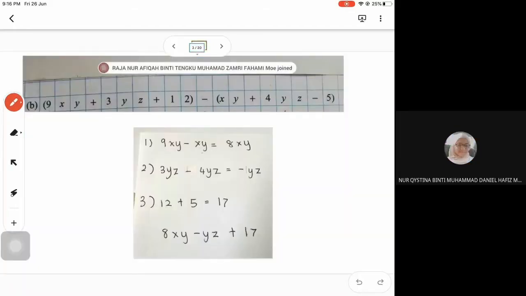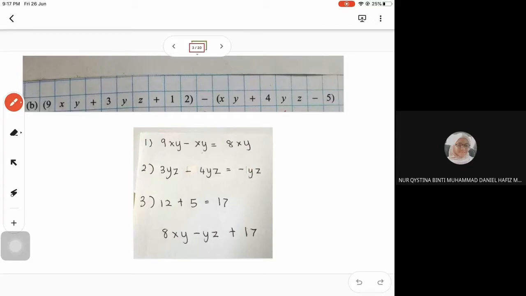Next question is by Christina. So, I find the like terms first. So, the first like terms is 9xy and xy. So, I minus it. 9xy minus xy. So, xy means 1. So, it gets 8xy. Next, there is another like term. So, 3yz here. And 4yz there got negative yz. Negative yz means negative 1. And there is another like term. So, this 12 and 5. 12 plus 5 got 17. And at the end, it got 8xy minus yz plus 17.